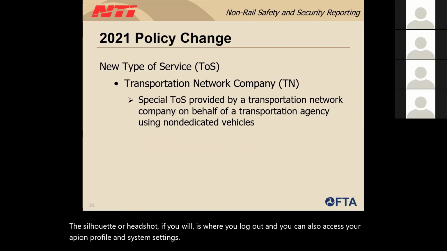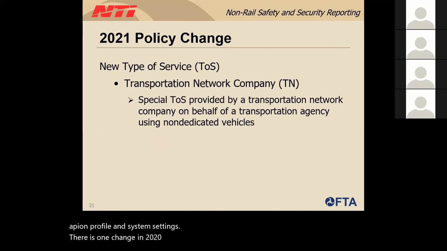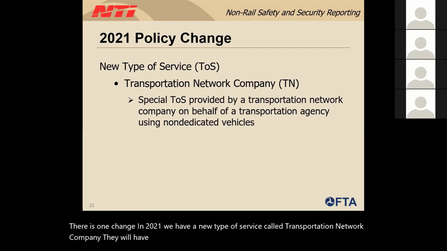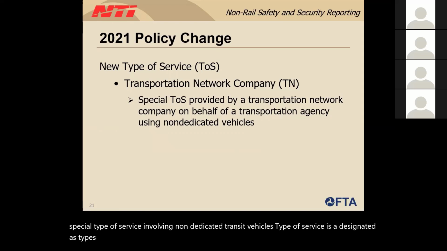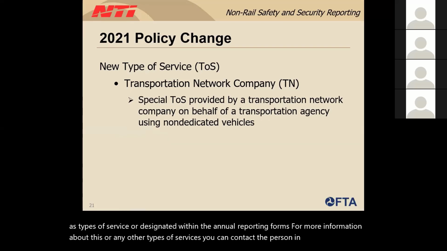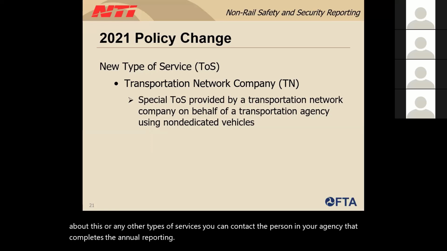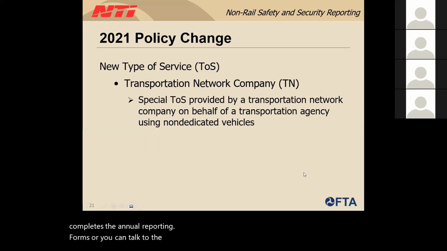There's one change in 2021. We have a new type of service called Transportation Network Company. It'll have a TN when you look at your types of service in the system. This is a special type of service involving non-dedicated transit vehicles. Types of service are designated within the annual reporting forms. For more information about this or any other types of services, you can contact the person in your agency that completes the annual reporting forms, or you can talk to the annual validation analyst.